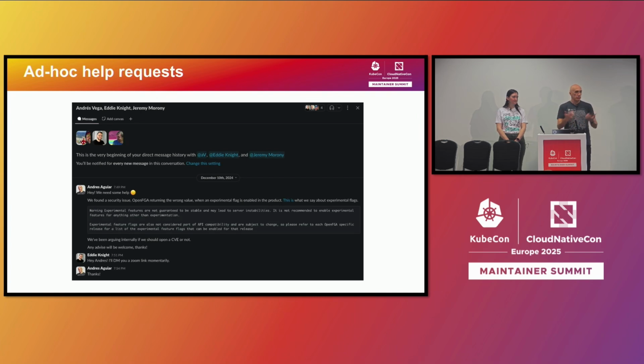And there were reasons to do it and reasons not to do it, right? Their assessment was, given there's a warning in the documentation saying you shouldn't be using this in production, and that having a CVE would mean every user of OpenFGA now gets a warning that they need to update the project, their suggestion was not to do it.